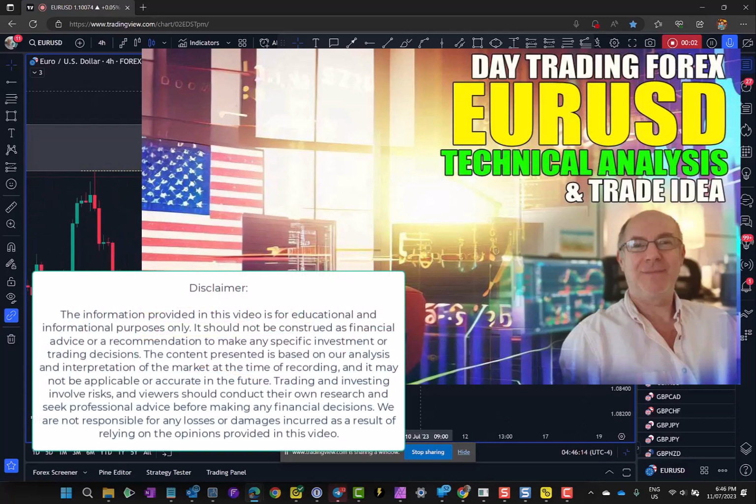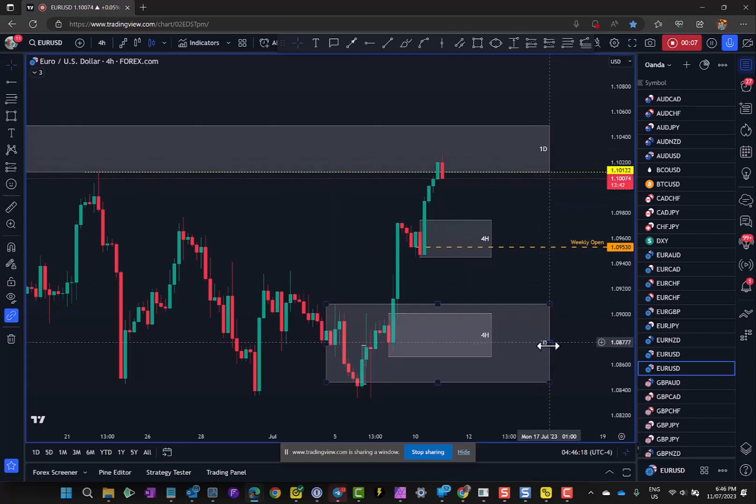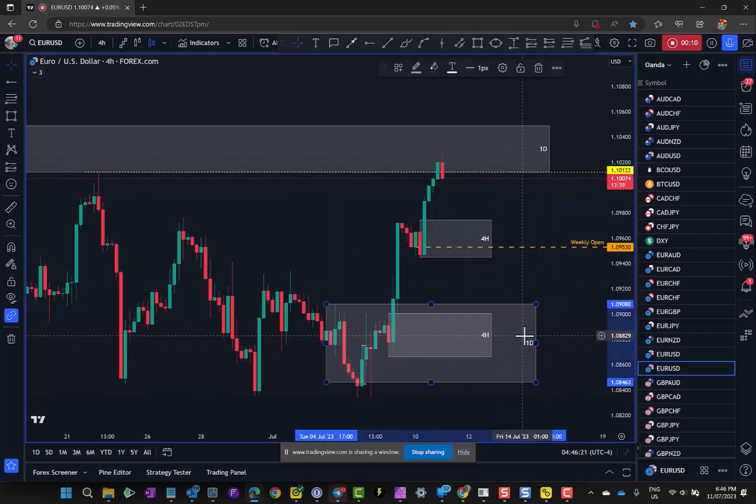Traders, Anthony here. I'm looking at the euro dollar on the 4H. What I did, I went back out on the daily time frame and I pulled a red candle through here and a green candle through here. I'll show you what I did.